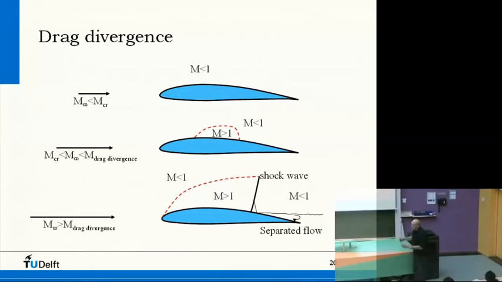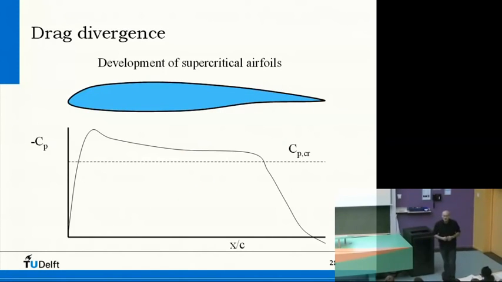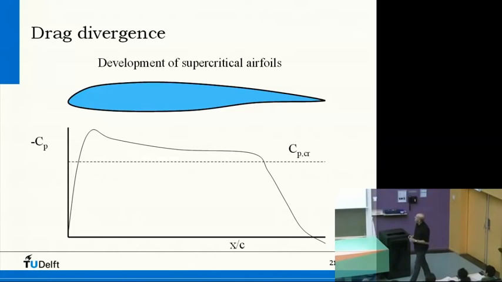So the idea is that you develop airfoils that have a lot of lift, and lift is associated with suction. So very low pressure, but low pressures mean high velocities. And high velocities mean high Mach numbers on the airfoil. And that is something that should be balanced very importantly. So that was the start, when people started to realize, the start of the development of supercritical airfoils.